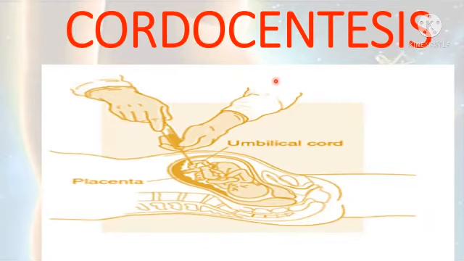Cordocentesis is otherwise called fetal blood sampling. So you are collecting fetal blood here to identify any fetal hemorrhagic disorders or the condition of fetal blood, like any thrombocytopenia, anemia, fetal infections, etc. So that's why it is called fetal blood sampling or cordocentesis.